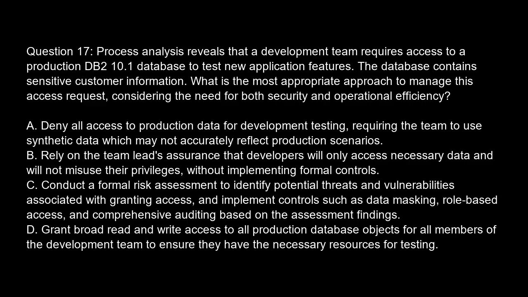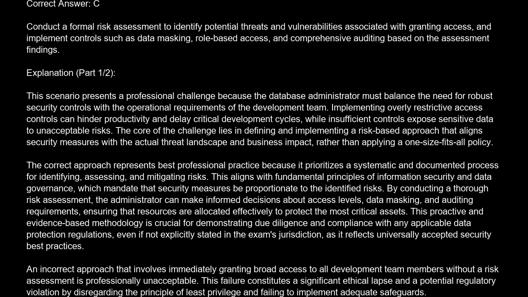Option C. Conduct a formal risk assessment to identify potential threats and vulnerabilities associated with granting access, and implement controls such as data masking, role-based access, and comprehensive auditing based on the assessment findings. Option D. Grant broad read and write access to all production database objects for all members of the development team to ensure they have the necessary resources for testing. Correct answer is C.